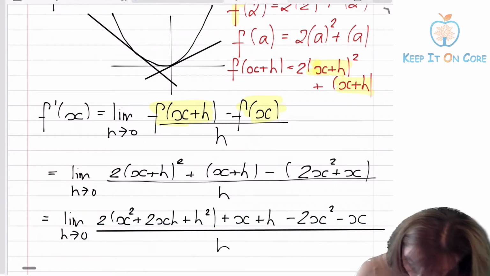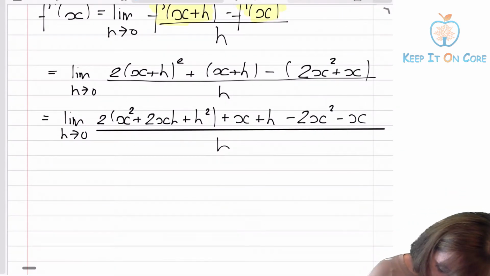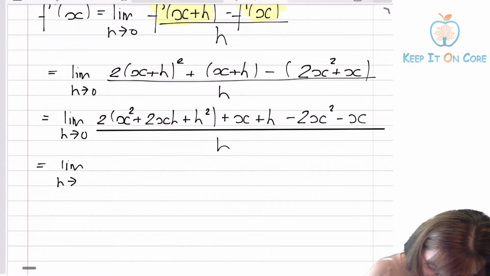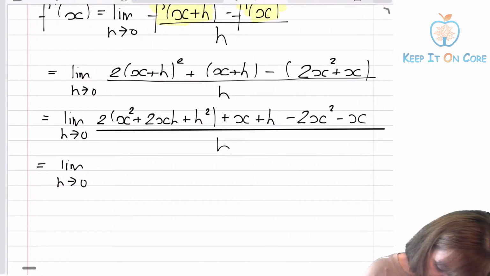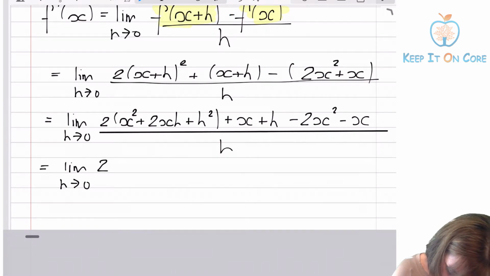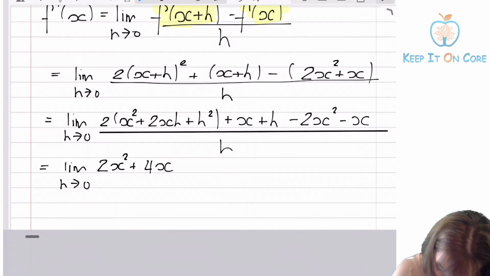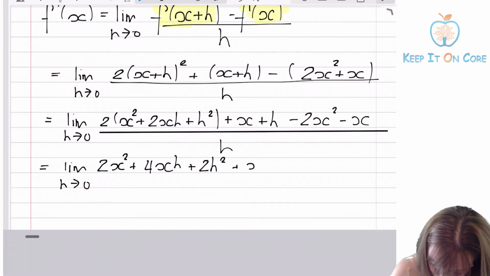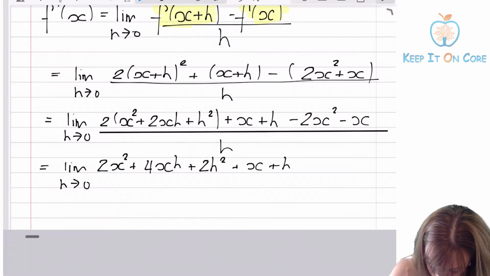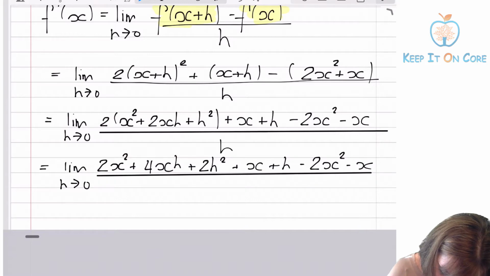h. Now we're going to say equals limit, you can see I'm using that each and every time I start, equals limit h tending towards 0. Again, we're tidying, so I want you to get 2x squared plus 4xh plus 2h squared plus x plus h minus 2x squared minus x, and it is all over h.